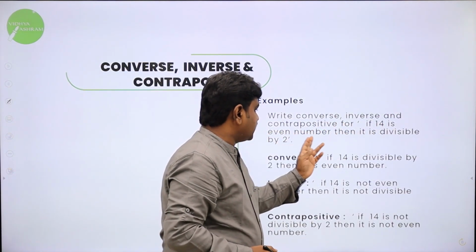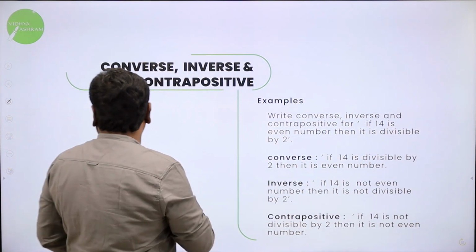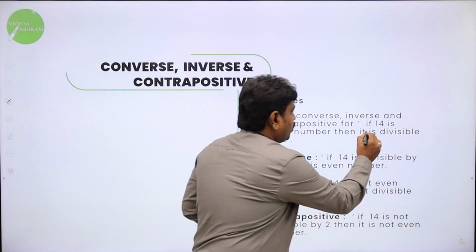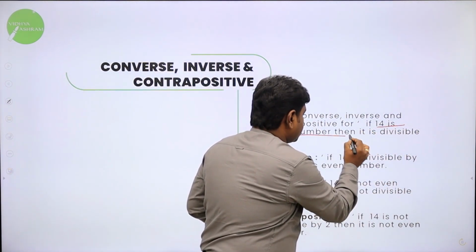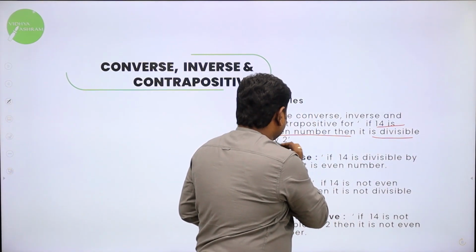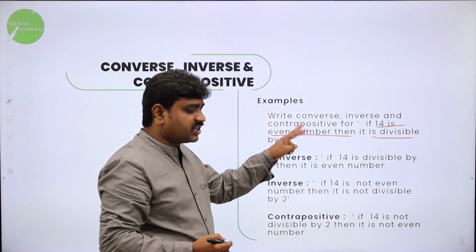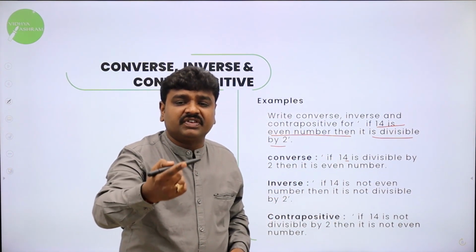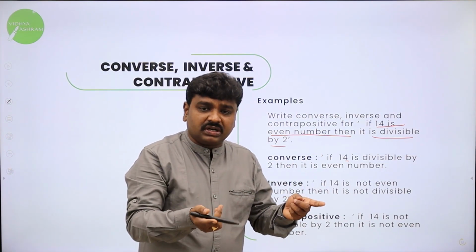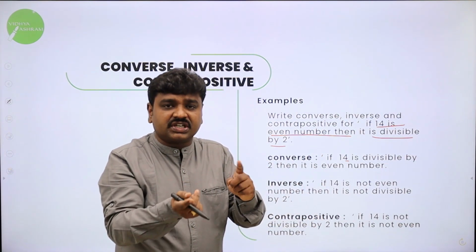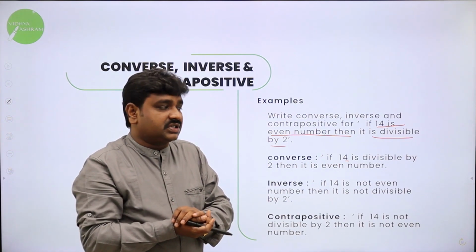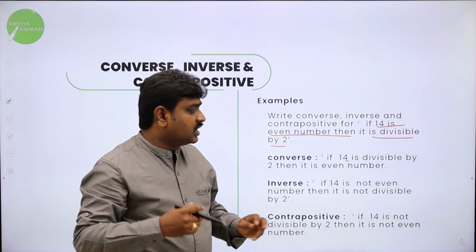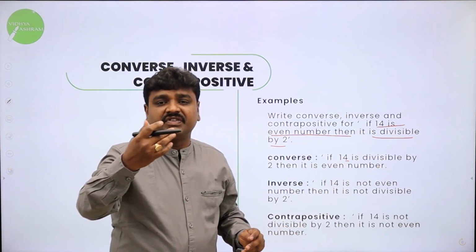So if 14 is an even number, then it is divisible by 2. You can see 14 is an even number is the first statement, it is divisible by 2 is the second statement. Converse means reverse it. If 14 is divisible by 2, then it is an even number. When we interchange the first and second statement, we get the converse.